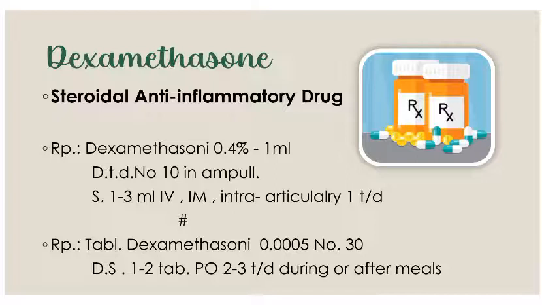Doses: recipe dexamethasone 0.4%, 1 ml, dispense number 10 in ampule. Sign: 1 to 3 ml intravenously, intramuscularly, or intra-articularly once per day. Recipe tablet dexamethasone 0.0005, number 30. Sign: 1 to 2 tablets orally 2 to 3 times a day during or after meal.